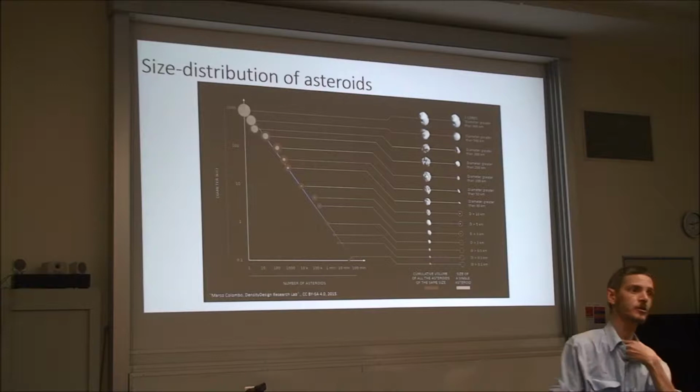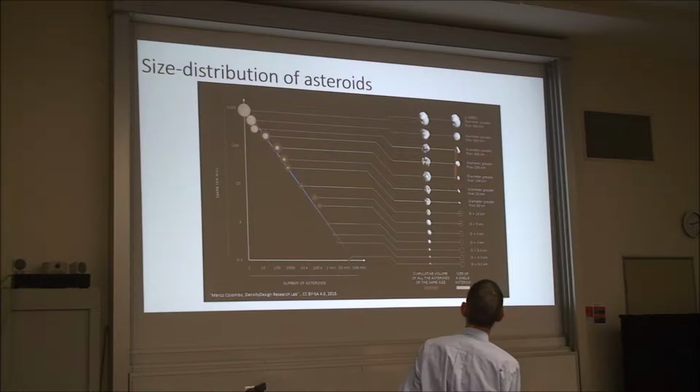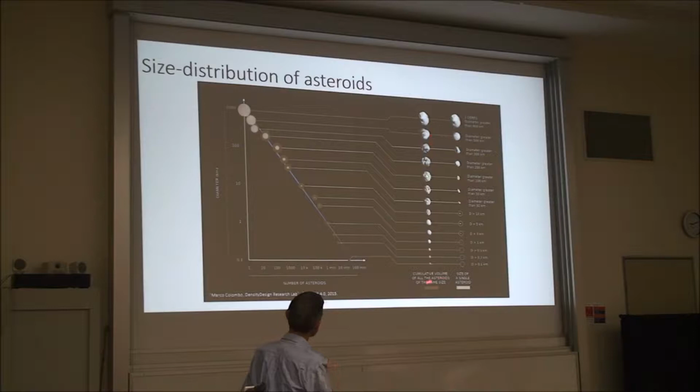I really like this diagram on this side here. What they're doing here is showing the cumulative volume, summing up all of the volumes of all of the asteroids of each of these sizes. So we've got one asteroid the size of Ceres, and then we've got about two or three asteroids about 500 kilometers in diameter. If we join those together, what we get is something which has basically the same volume as Ceres. And then as we go down through the smaller sizes, we can see how that cumulative volume is distributed among the various sizes of asteroids there.